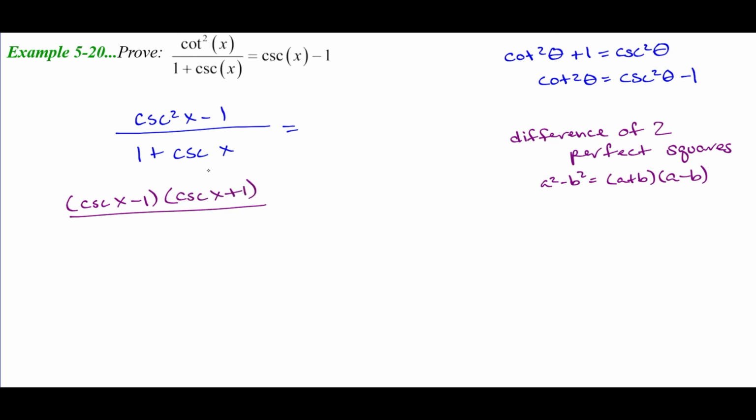And then my denominator is 1 plus cosecant of x, so I'm just going to switch the order of that around and make it cosecant of x plus 1. Because addition's commutative, I know I can do that. And then I can cancel these two whole terms, and I'm left with cosecant of x minus 1, which is exactly what I had on the other side. So I know my proof is done again.